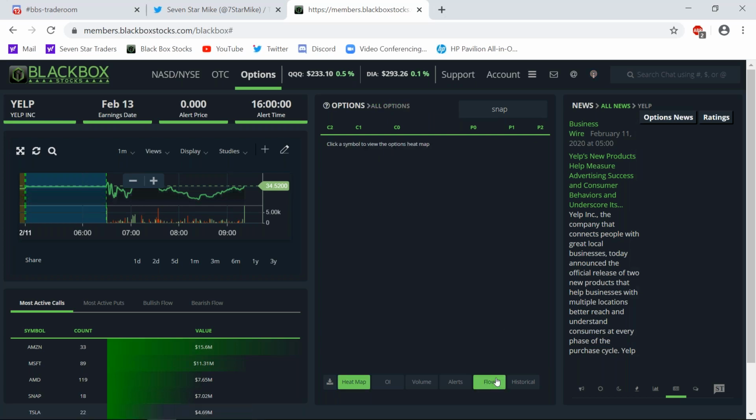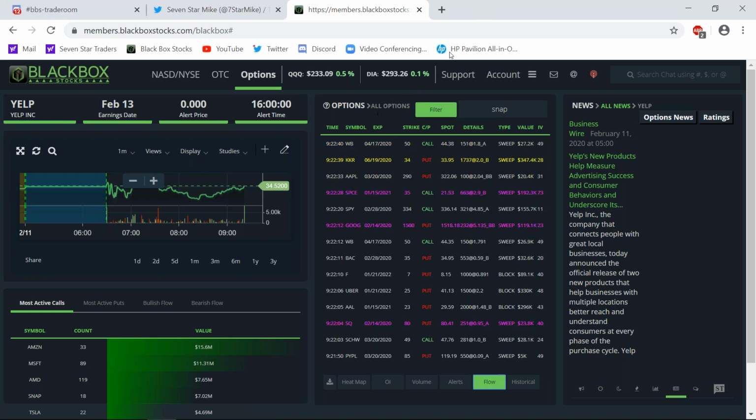So, are there any questions on flow, how we use the scanner? I'm going to give you guys a few tips and then we're going to wrap this up.